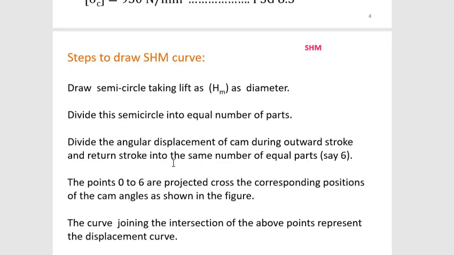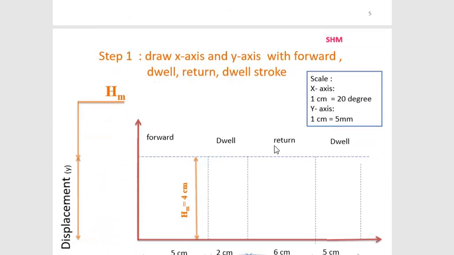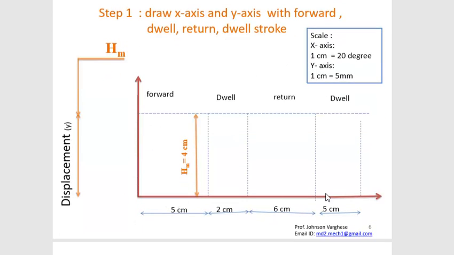Now the first thing here is to draw the displacement diagram of the follower, and these are the following steps. Draw a semicircle taking lift as HM as diameter, divide the semicircle into equal number of parts, and so on. As we look into it step by step, we will see how it goes. Now the first step is to draw the x-axis. On the x-axis I have the cam rotation, and on the y-axis I have the displacement y, which is related to the stroke or the lift and represented by HM.